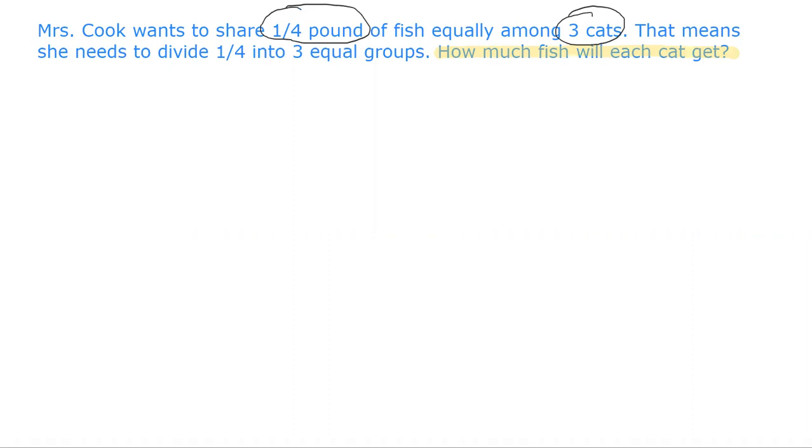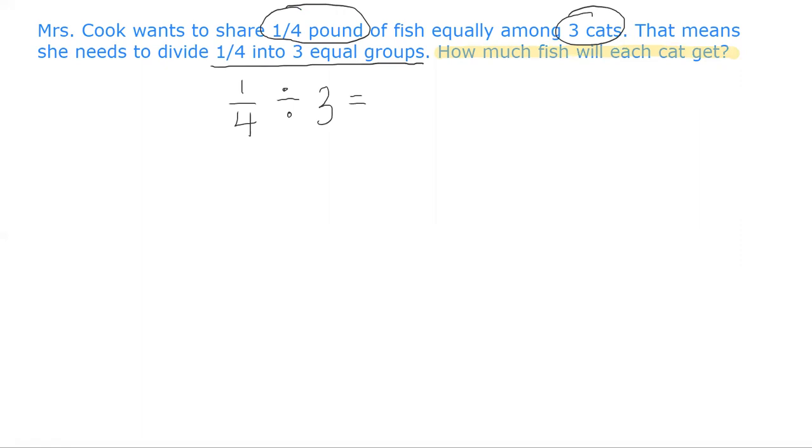The second sentence even tells me what I have to do. That means she needs to divide 1/4 into 3 equal groups. So I know the division problem here is 1/4 divided by 3. But I'm not going to use the equation to solve it. What I'm going to do is draw a picture.